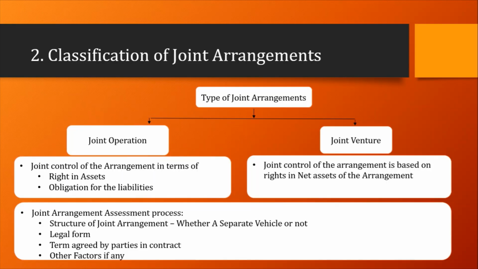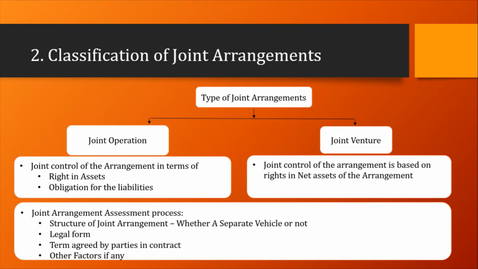Topic number 2, classification of joint arrangement. First of all, we test whether the contract we have made with the other party comes under the category of joint arrangement or not. First, we test whether the contractual arrangement gives all the parties, or a group of parties, control over the arrangement collectively. If yes, we go to the next step.